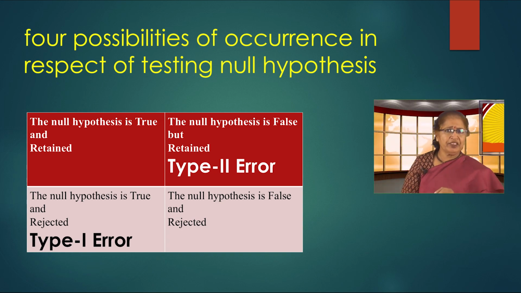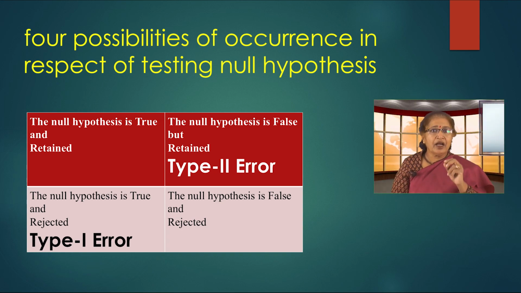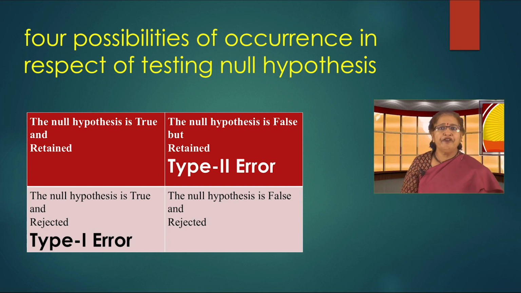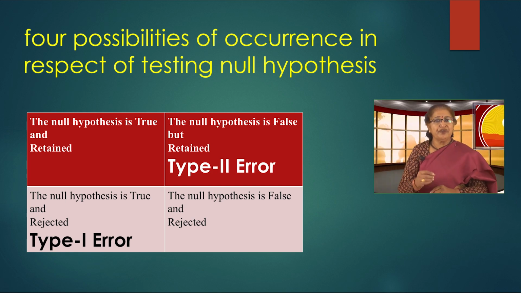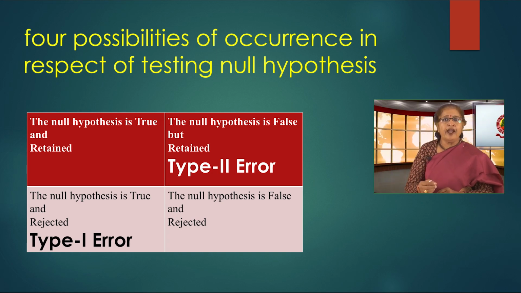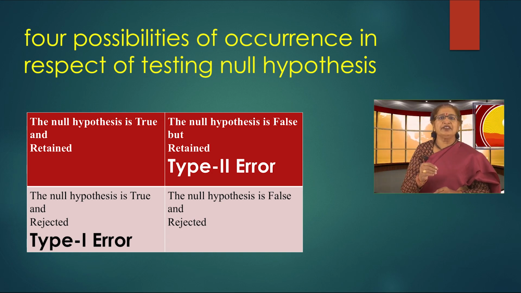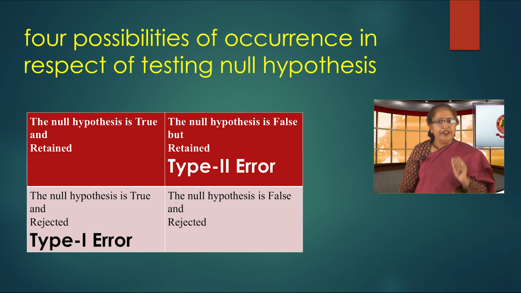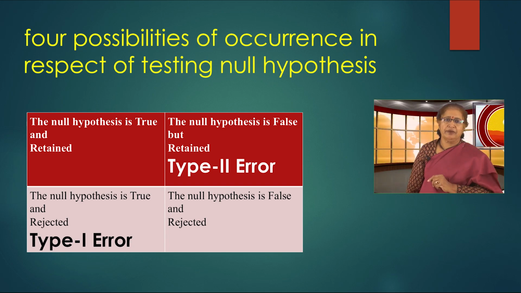It is obvious from the picture that there are two types of error which may be committed by any researcher. These are type 1 and type 2 errors. Actually, as you see on the screen, if we reject the null hypothesis and it is true, it is a type 1 error, and if we retain the null hypothesis when it was false, it is a type 2 error.